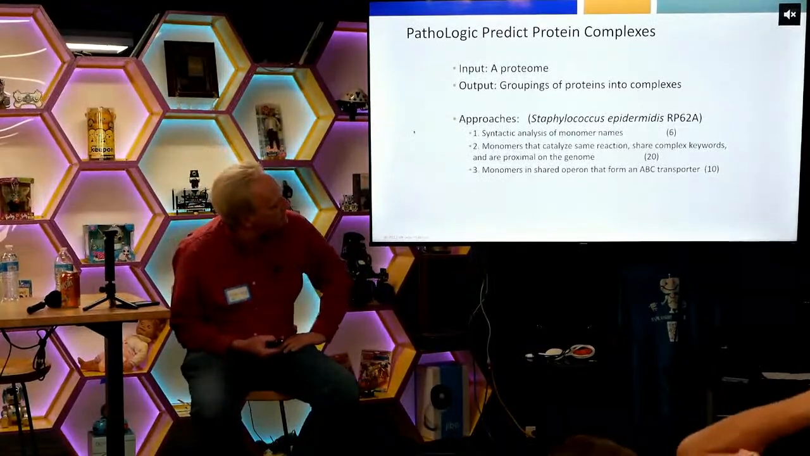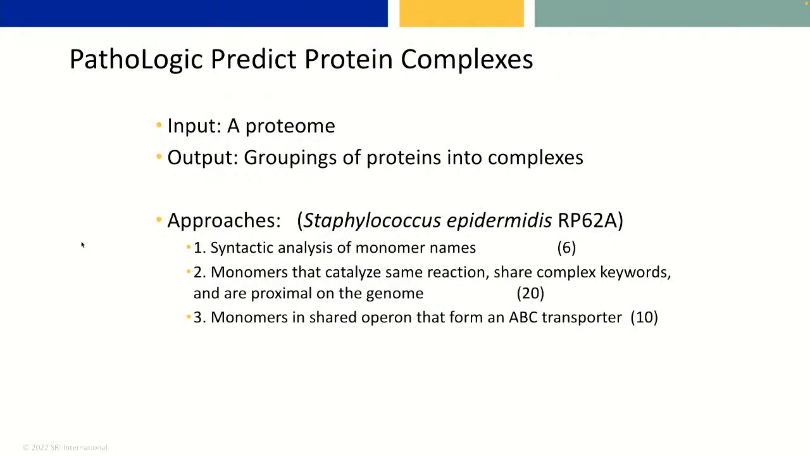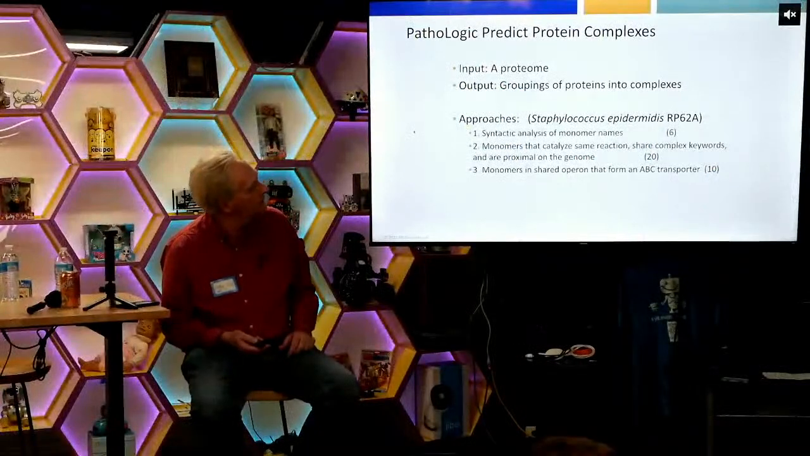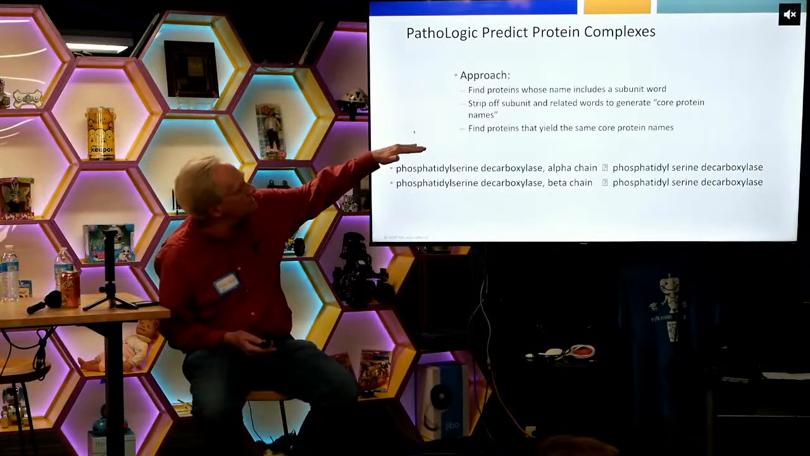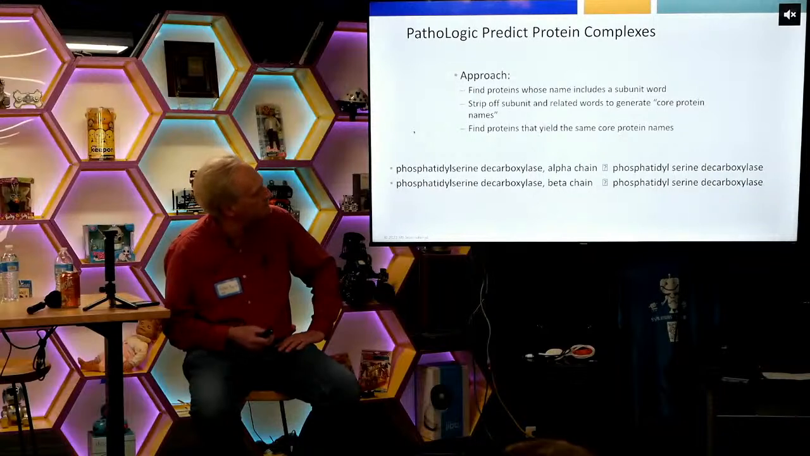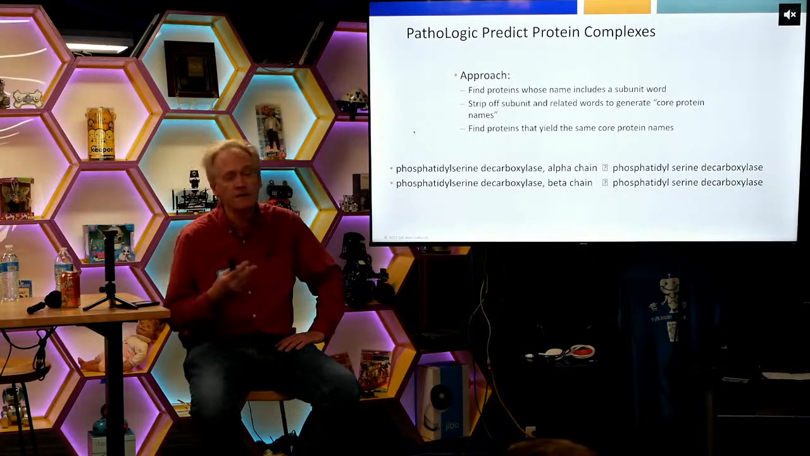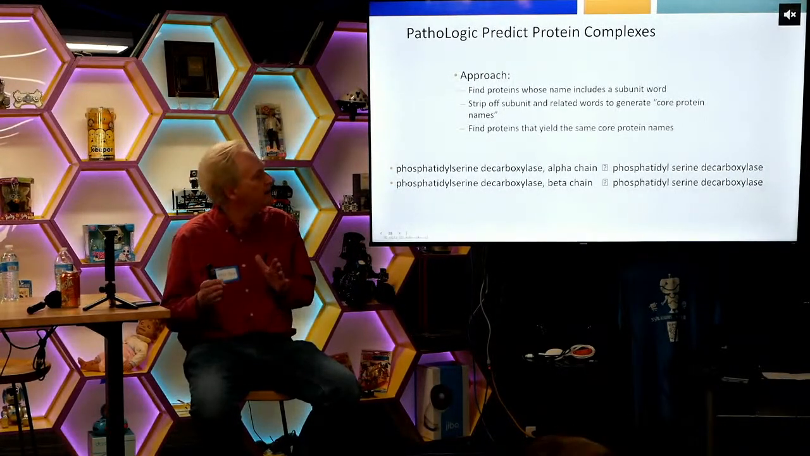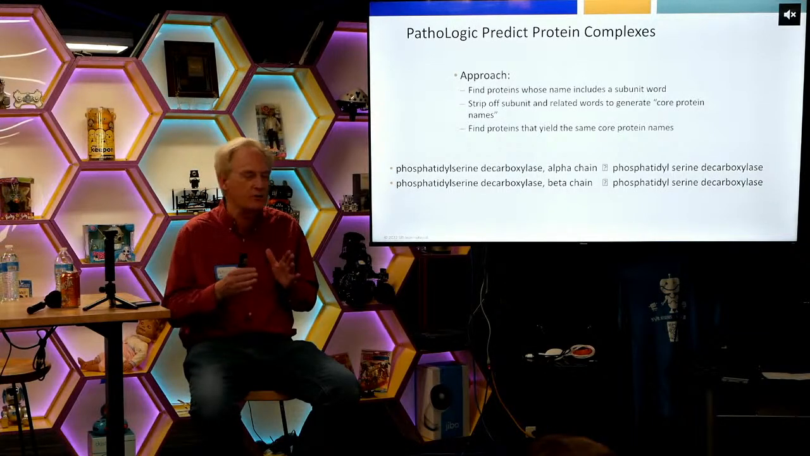And finally, it looks at monomers in the same operon that have, again, words in their name that suggest they're part of an ABC transporter, in which case they're probably part of a complex as well. And here's the first approach, the syntactic similarity: we look for proteins in the proteome whose name includes a subunit word, like subunit or chain or monomer. And we strip off all these subunit words to generate what we call a core protein name. And we find proteins that have the same core protein name.